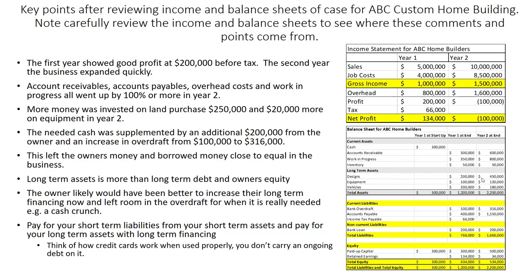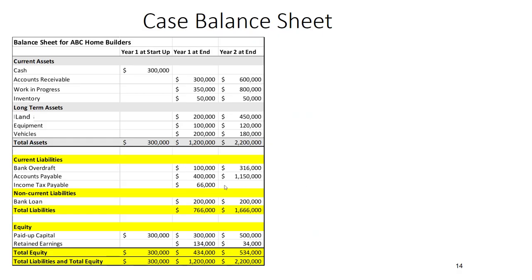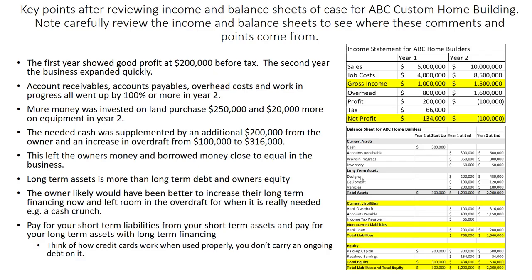So we've got 200,000 and 450,000 there. I think I had that in the earlier one over here. Yeah, I had it down as land, right? I think I didn't make that change over for here, but we'll say that's designs and land, let's say.